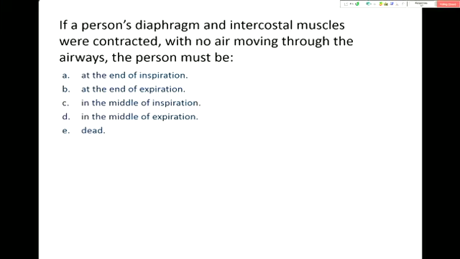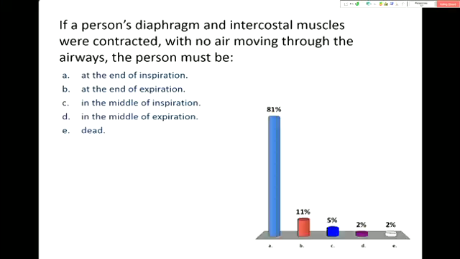This is fairly straightforward, I think, too. It's about the mechanics of breathing, and you just needed to apply some of your learning to this. It's not too difficult a concept, but you did have to have some working idea of what was going on. Let's see how people went. Yeah, and I'm not surprised.